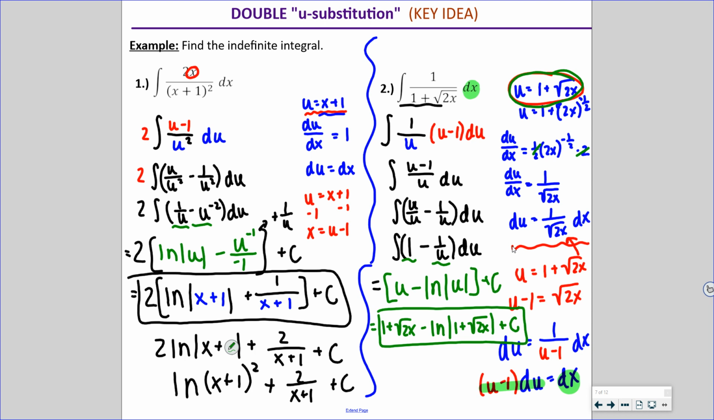Oh, in our final answer, we technically don't need this 1 plus, because that's a part of our constant. So the back of the textbook would probably have this as the answer: just the square root of 2x minus the natural log of the absolute value of 1 plus the square root of 2x, plus C. Since we're letting C be any constant, whether we have a plus 1 or not doesn't really matter. Okay, I did want to point that out.